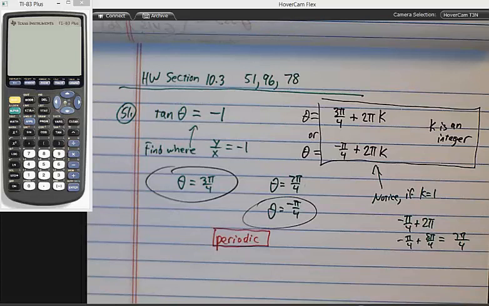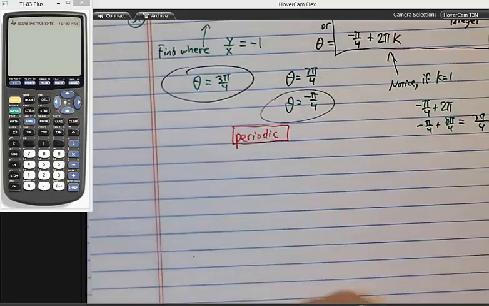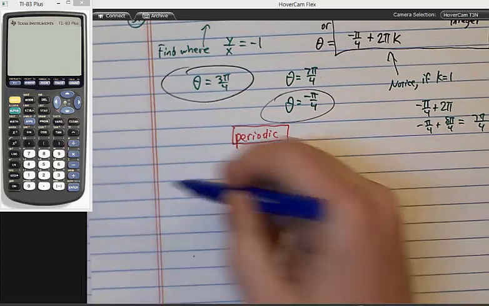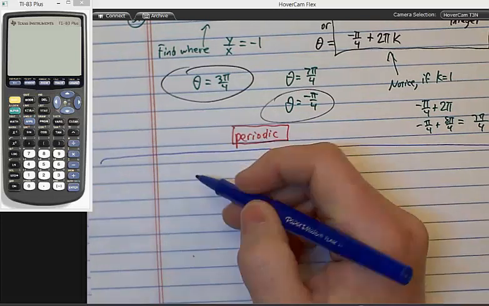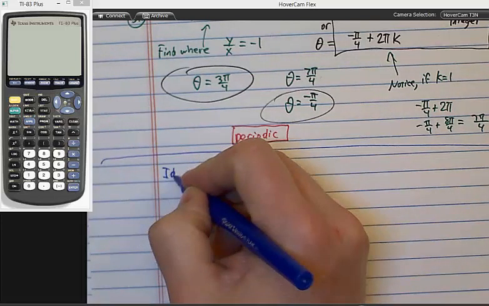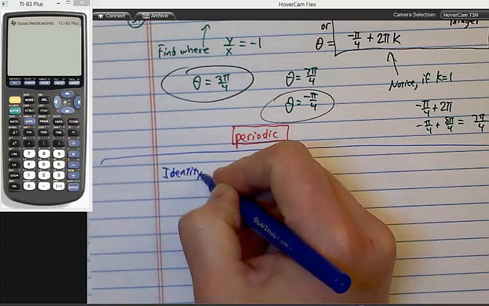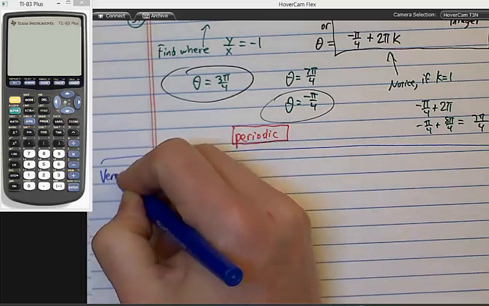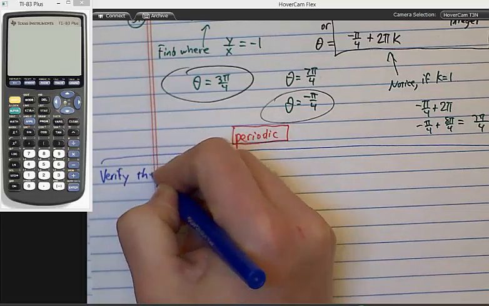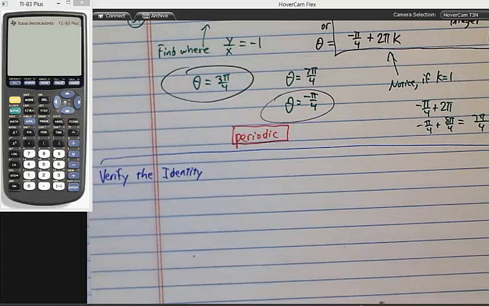Now, Nick asked about 96. Let's take a look at that, because a number of you may have trouble with the identities. When you have an identity and you're supposed to verify it, my advice is take the more complicated expression and try to make it look like the simpler expression. Let's see if we can do that.